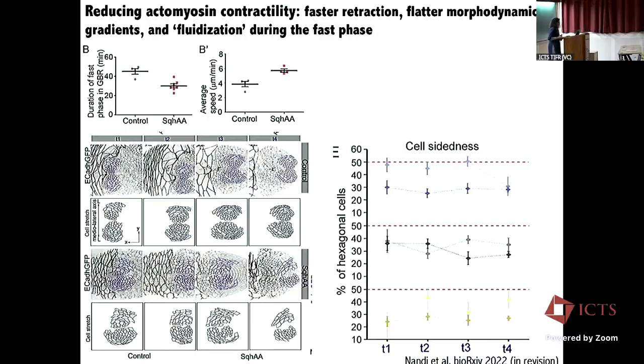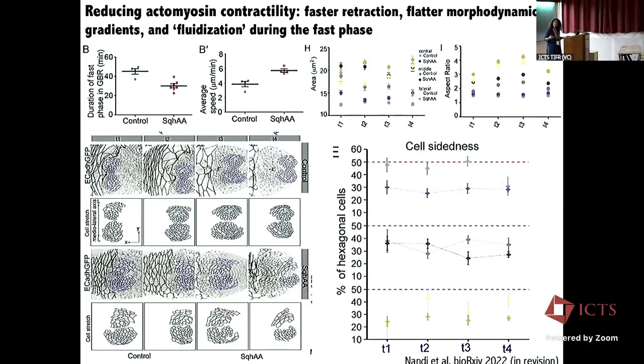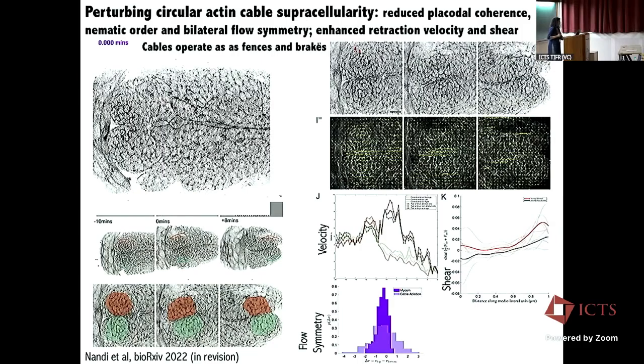And if you think of cell-sidedness as a proxy for the ability of cells to rearrange, then basically what it tells us is that perturbing contractility fluidizes this structure in the early part of retraction. But if you perturb contractility by nicking the cable here, and I won't show you the movie in the interest of time, we see a loss of coherence in that structure. The radial cellular organization is affected.